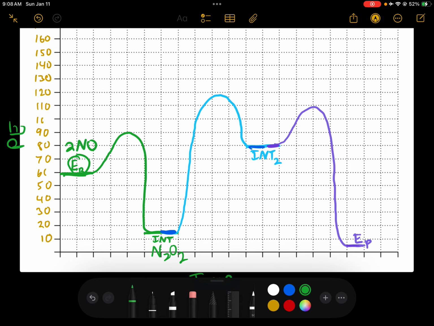And if you have problems trying to figure out how to space out your graph, like how do I know what numbers go where? Please feel free to talk to me.